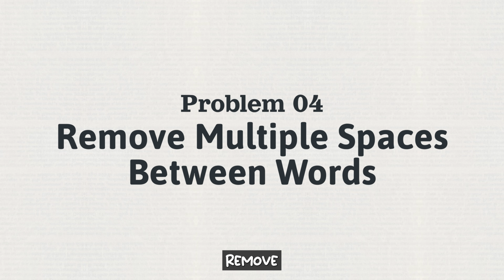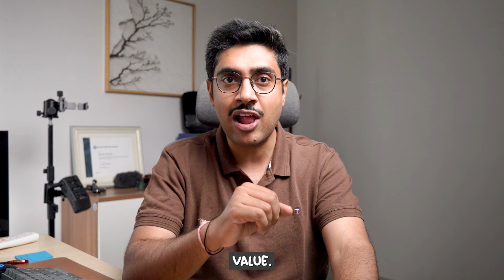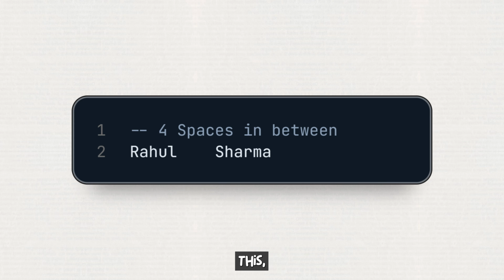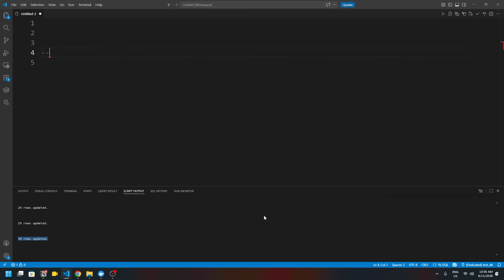Problem 4. Remove multiple spaces between words. Now let's move to our fourth problem, multiple spaces between words. We fixed the spaces before and after the value in the previous step, but we can still have a problem inside the value. For example, this string has 4 spaces between the 2 words, but we want just 1. Let's first find the records where multiple spaces exist.